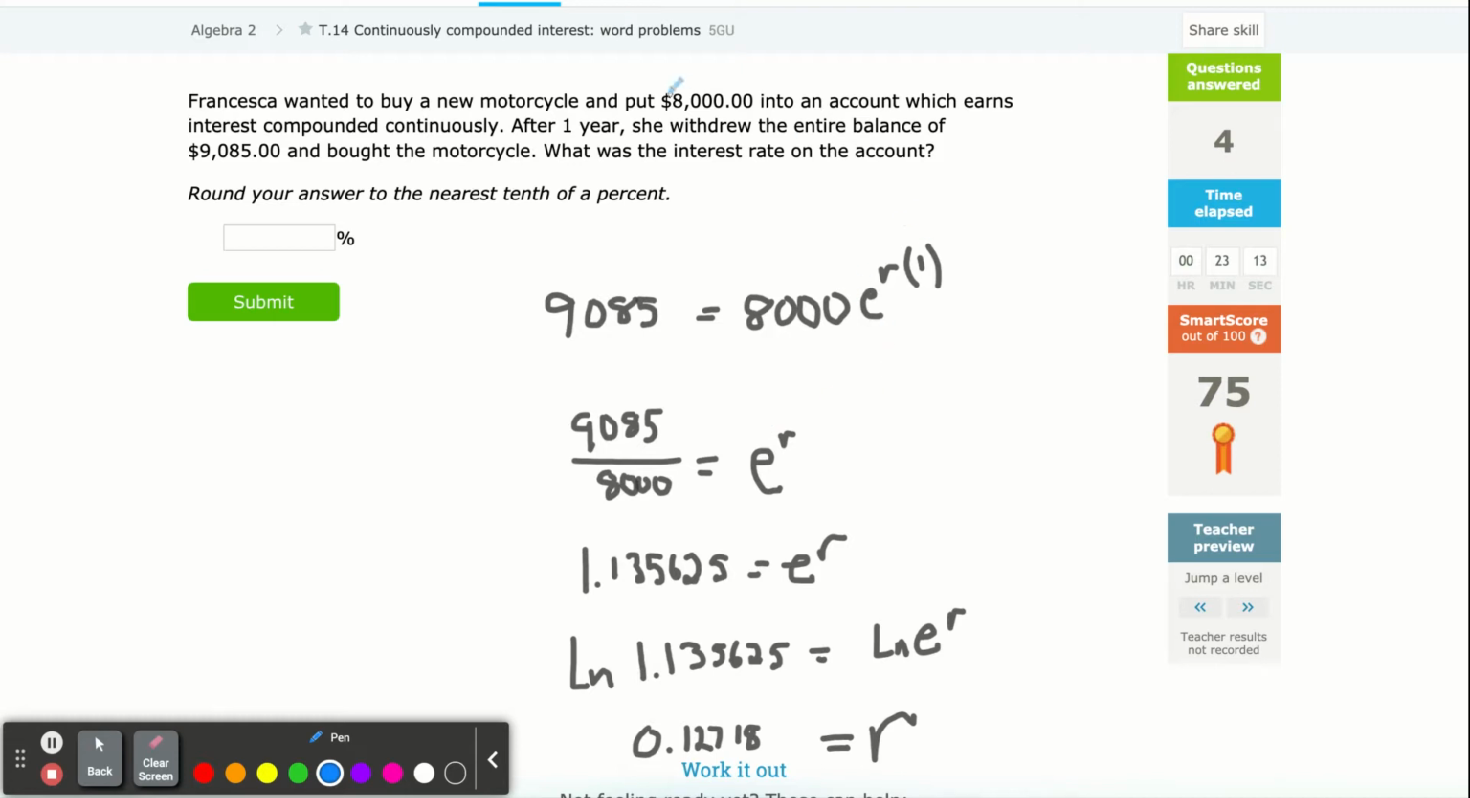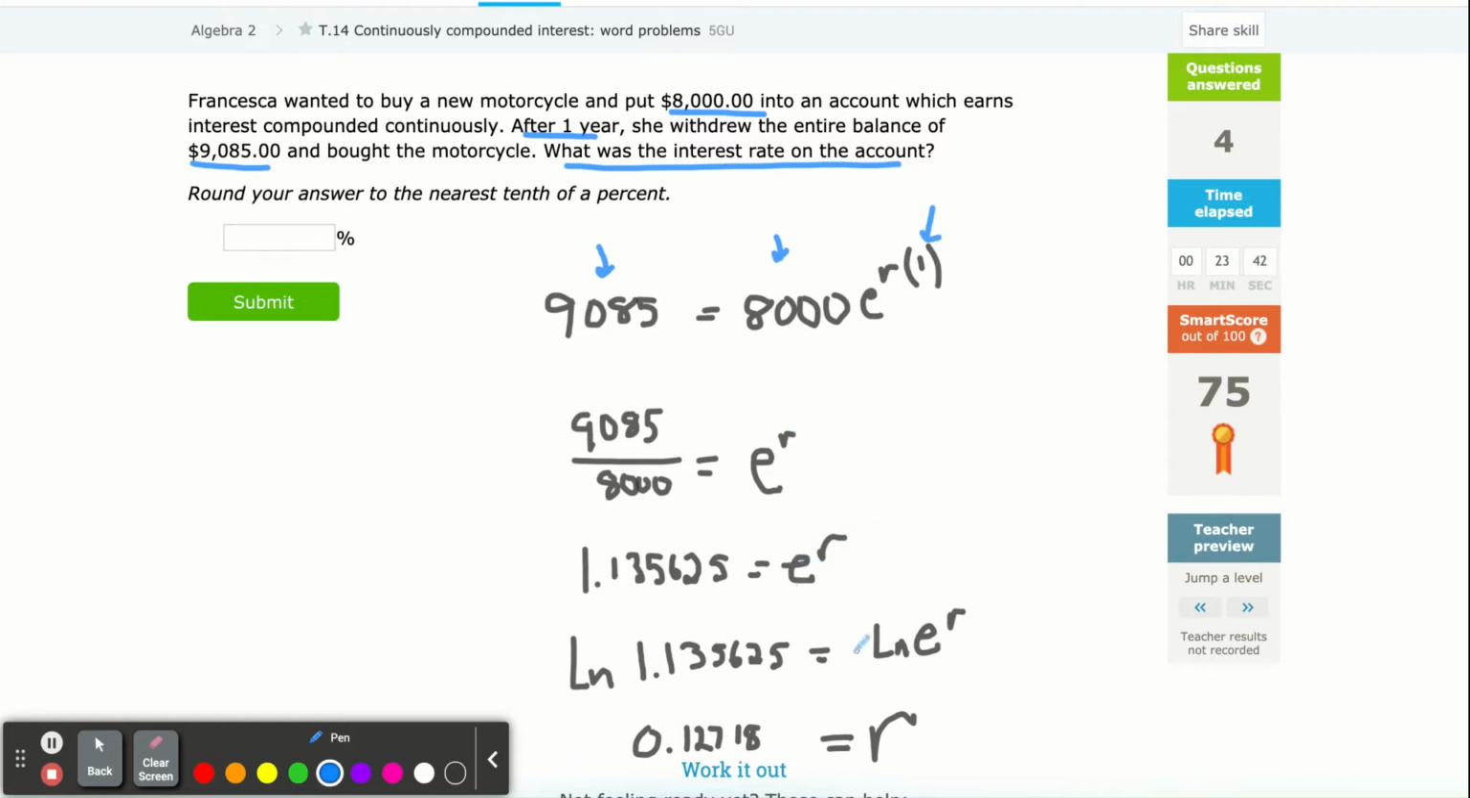Let's do one more, because this one had asked for the interest rate. What was the interest rate? So again, they started with $8,000 in their bank account. They ended up with $9,085 in their savings account, and they saved for a total of 1 year. So that's why we have a 1 here. We got to find out R, the interest rate. What's nice is I divide the 8,000 over. I get 1.135625 equals e to the r, because r times 1 is just r.